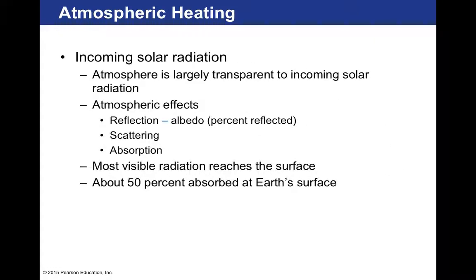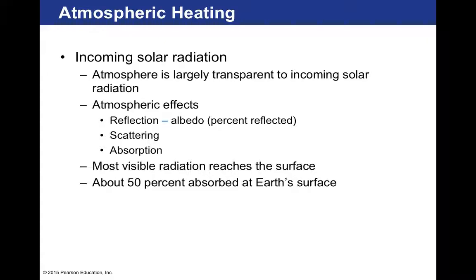So let's talk about incoming solar radiation. Our atmosphere is largely transparent to incoming solar radiation, meaning that much of the visible light actually makes it down to the Earth's surface. There are some atmospheric effects that you should be aware of. We have reflection, scattering, and absorption. Absorption is pretty self-explanatory. That's the incoming radiation being absorbed by the molecules in the air. With scattering, incoming solar radiation bounces off molecules and scatters in different directions. And then we have straight reflection, where, depending on the color of the thing that light is being shone onto, a certain percentage of that electromagnetic radiation will be reflected. We refer to the amount of energy that's reflected as the albedo.